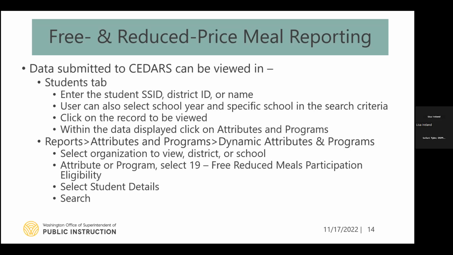So again, under reports, it's attributes and programs, which a slide ago I mentioned, shared with you the elements that the information comes in. You can select again the organization to view, either district or school. You drop down to that attribute or program, that 19 that just says you told us the student was eligible, and then select student details. You can select summary. It just gives you a count. Not very helpful.